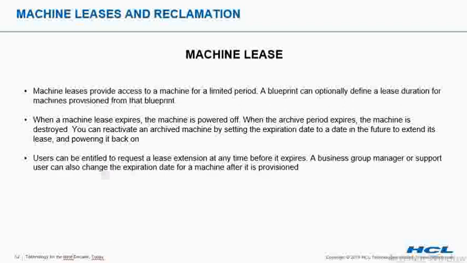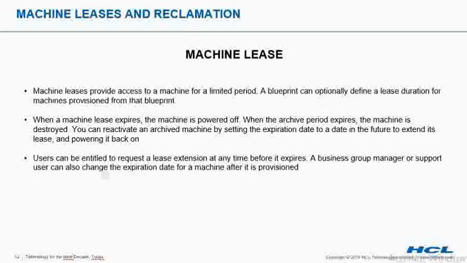We can also provide an ease of selecting our lease period by a drop-down menu when requesting a blueprint. The expiration date is calculated from the time of request and not from when the machine is provisioned. Now, when the machine lease expires, the machine is powered off and enters into the archival period. When the archival period ends, the machine gets destroyed. One can reactivate the archived machine by setting the expiration date to a date in the future to extend its lease and powering it back on.